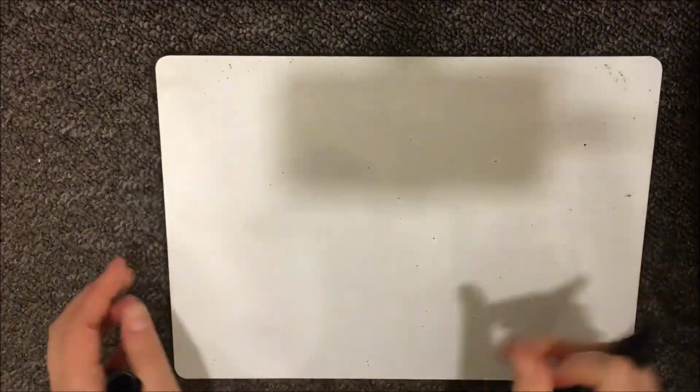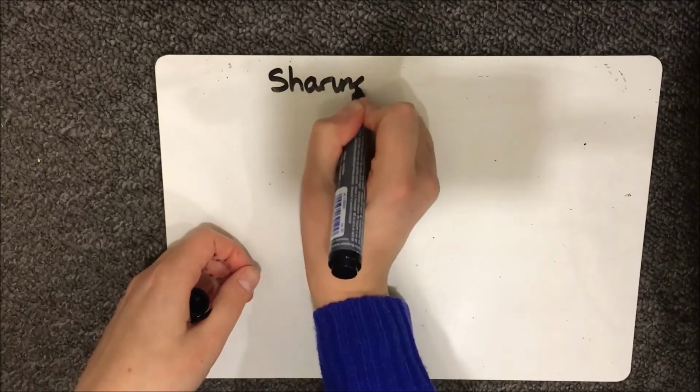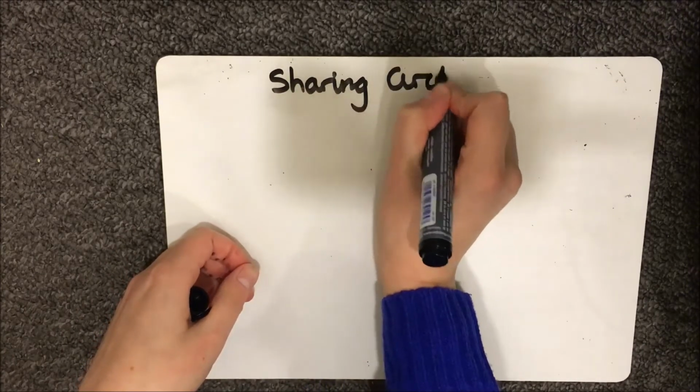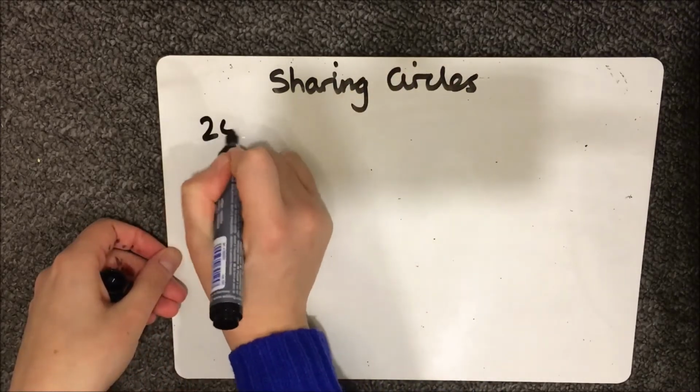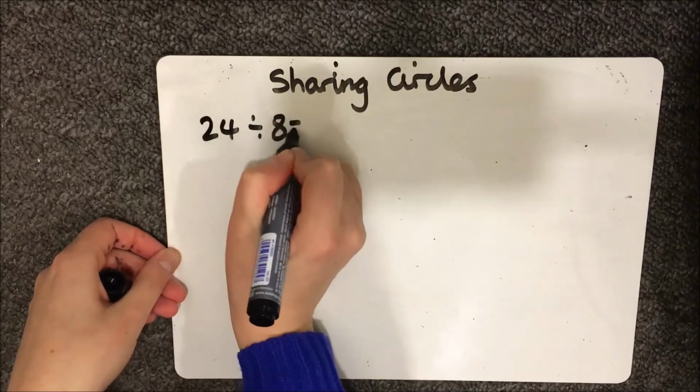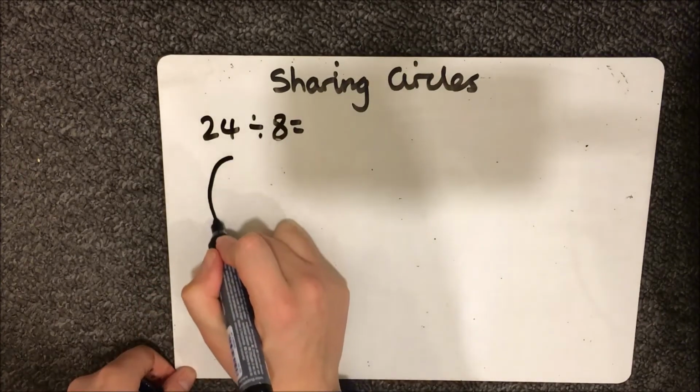Do you remember the first one? I have to take up a whole whiteboard. You'll see why in a minute. It was sharing circles. And I'm going to write my number sentence here, which is 24 divided by 8. What do I need to do first of all? Yeah, I need to draw 8 sharing circles. That's why I need a big whiteboard to do this. And they're like my bags.